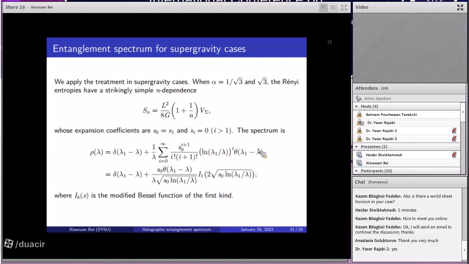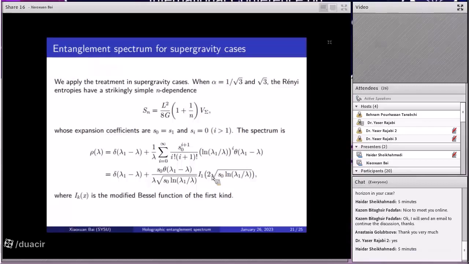Now, as an example, we apply the treatment in supergravity cases. The alpha is 1 over root 3 or root 3. The Rényi entropy has a strikingly simple dependence. So the expansion coefficients only include the first two terms S_0 and S_1, then the spectrum can be simplified significantly.